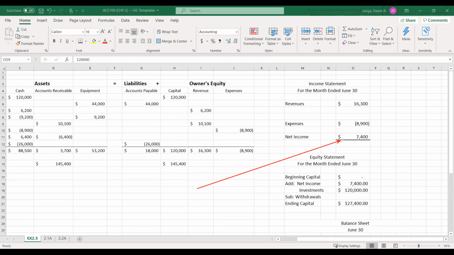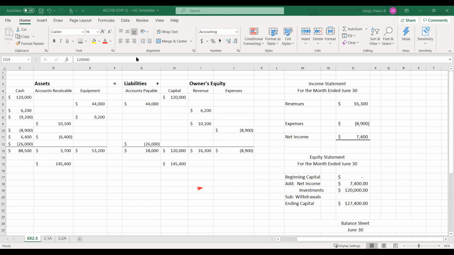The net income, I just copied that over from the income statement. So net income and then add your investments from the capital. And add those two together. Now, if they had any withdrawals, which they didn't, you would subtract. But since they don't, I just left it blank. So right now, our ending capital is 127,400. So this is financial statement number 2.